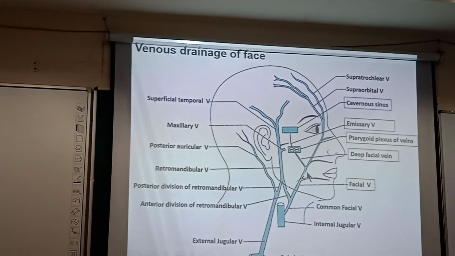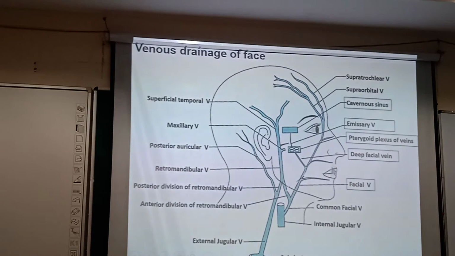Now this is the superficial facial vein, and the deep facial vein, both unite to form the common facial vein, which along with the anterior division of the retromandibular vein, this is the common facial vein. The facial vein along with the anterior division of the retromandibular vein unites to form the common facial vein, which opens into the internal jugular vein.